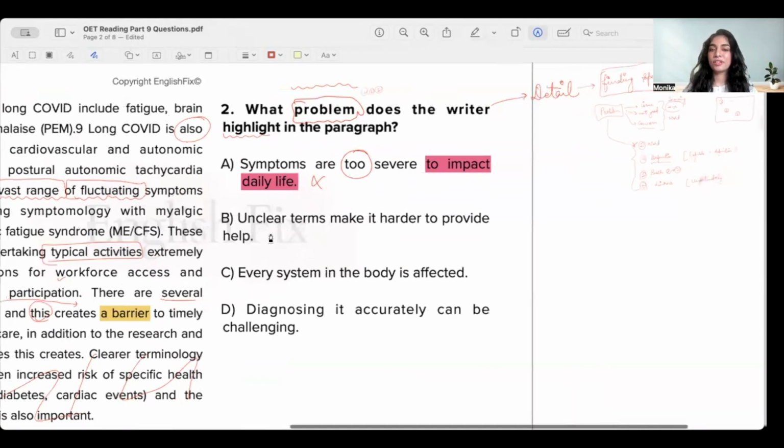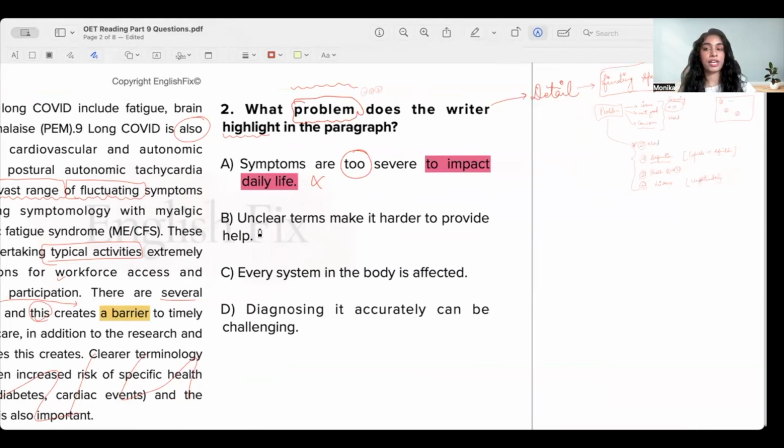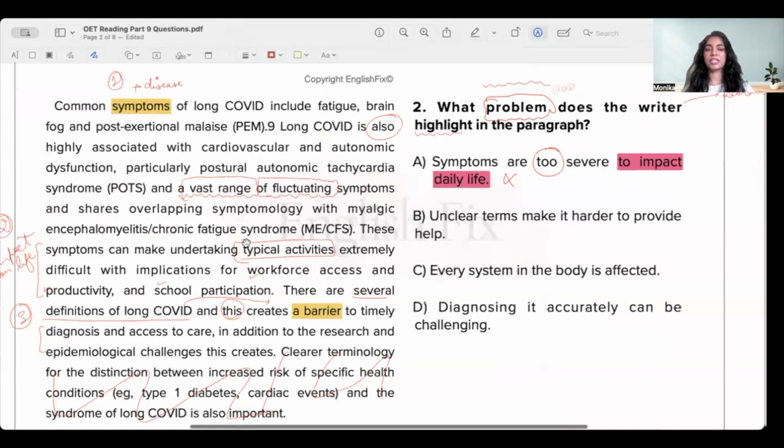Then unclear terms. I know what are unclear terms. Unclear terminology, because we need clearer terminology. That means we don't have clear terminology right now because we have several definitions of COVID. Make it harder to provide help. Help. That's a very, very general term. What kind of help? Let's confirm.